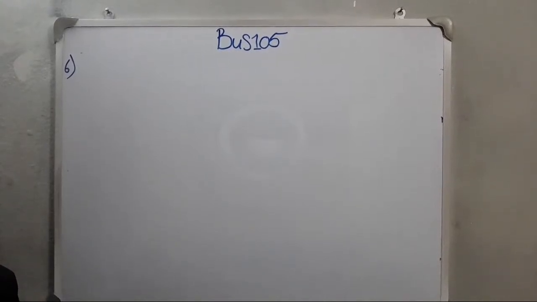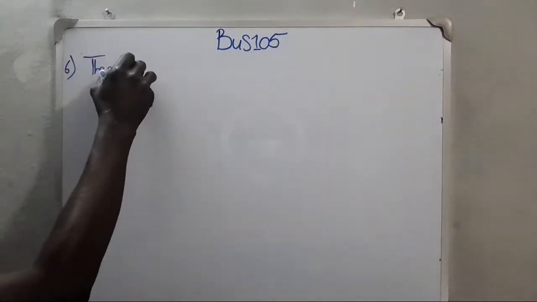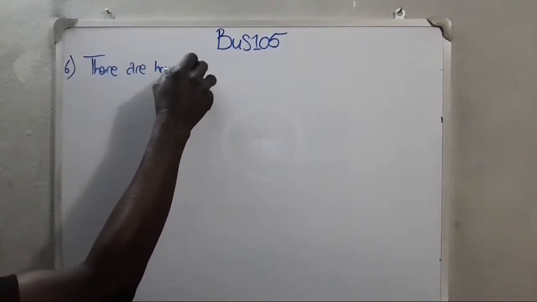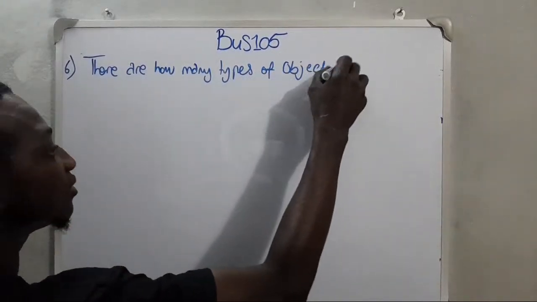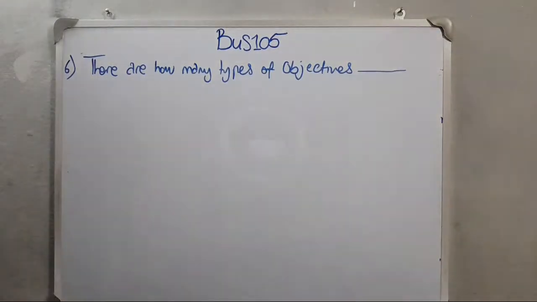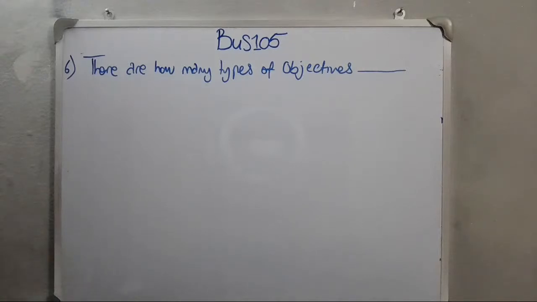Now we have: there are how many types of objectives? How many types of objectives do we have, please?